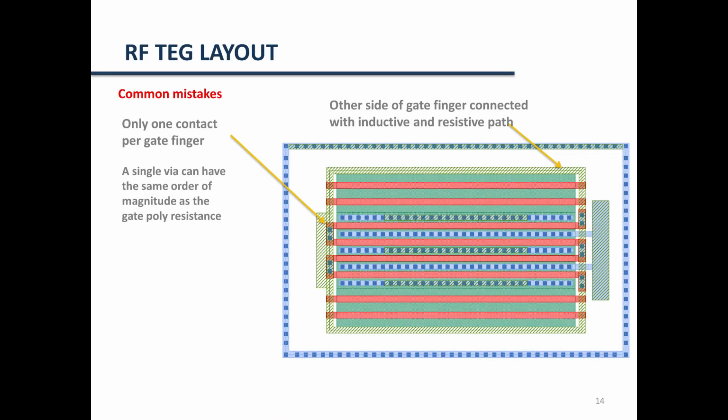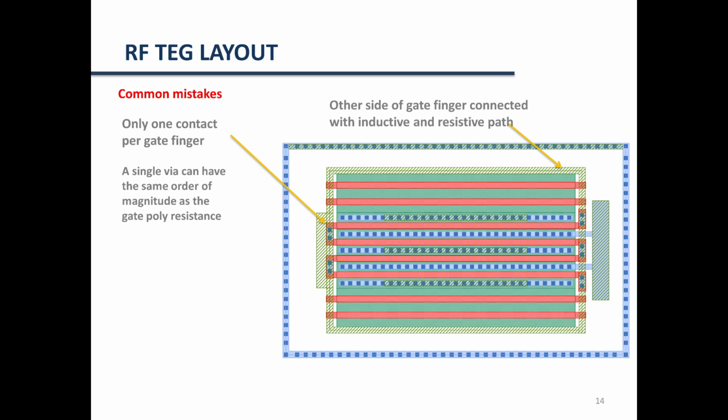Here is another example of a poorly designed structure. This is a zoom layout of a multi-finger transistor. As can be seen, it has two gate contacts on the left and on the right. On the left, you can see that there are not enough vias to connect the poly of the gate. This means that the via resistance will be of the same order of magnitude as the gate resistance of the transistor, which will strongly degrade the maximum oscillation frequency of that transistor.